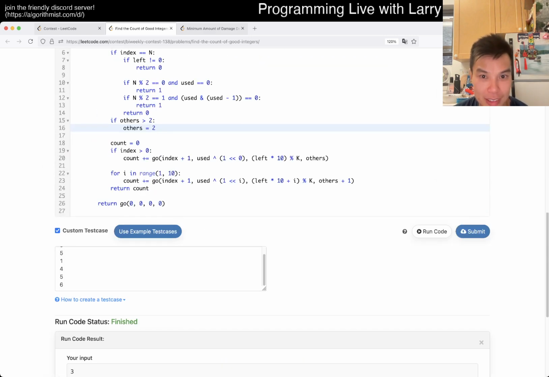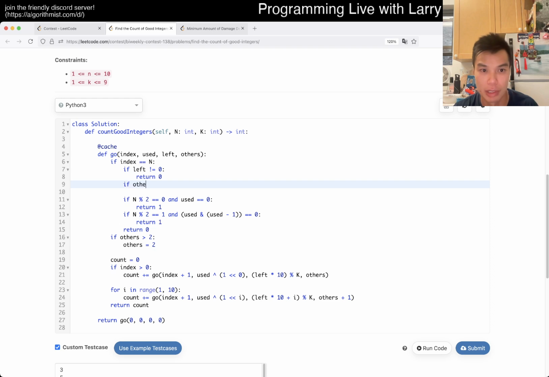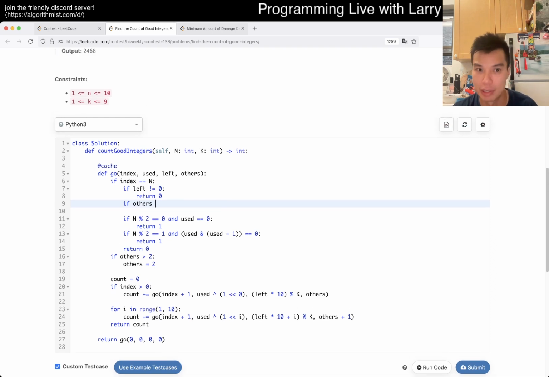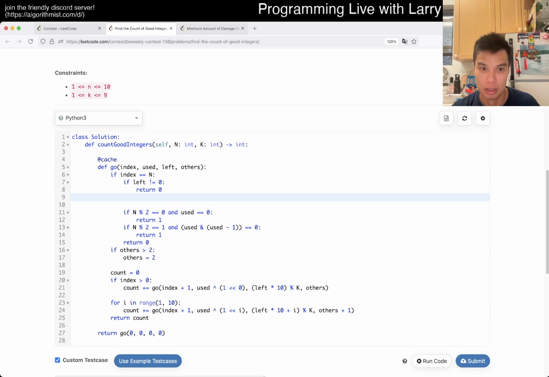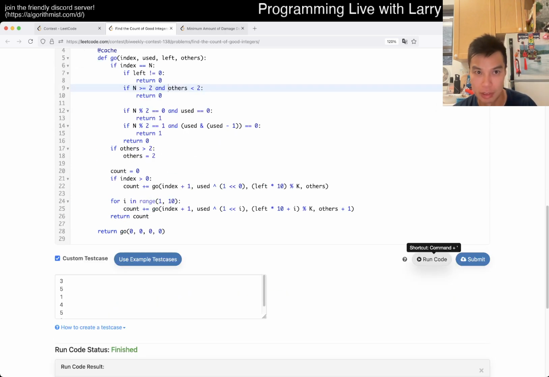Oh wait, no we didn't. Oh, because we didn't check for this. Okay, okay, so then now, if others, but then now we've messed up 1 digit, but that's okay. If others is greater than or equal to 2, that means that we have things, right? So that's good. So if it's less than 2, then we return 0 unless it is 1. Right? If n is greater than or equal to 2 and others is less than 2, then okay.